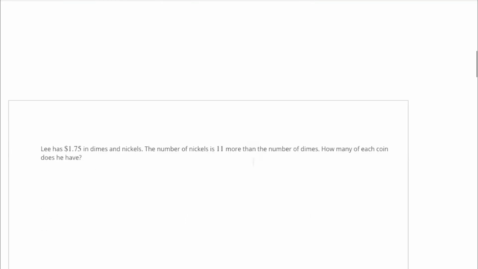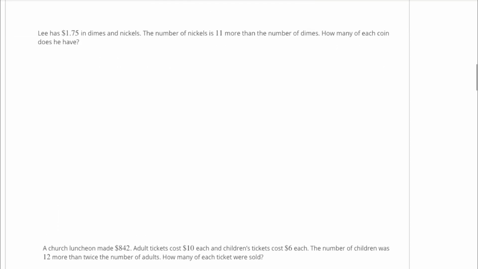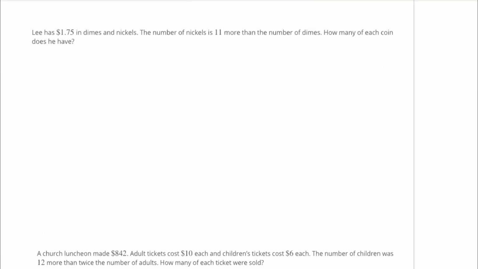Alright, so looking at the next example, what do we have? We have a word problem, and it reads, Lee has $1.75 in dimes and nickels. The number of nickels is 11 more than the number of dimes. How many of each coin does he have?